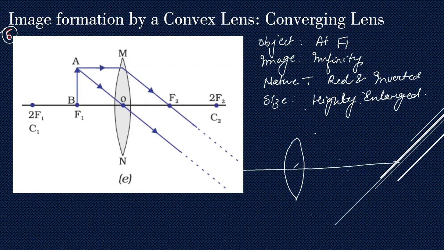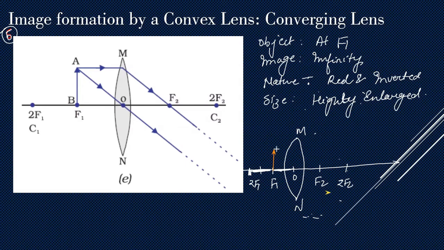Let's try to draw this. MN, optical center, F1 to F1, F2 to F2. Always remember, this distance that you have taken should be equal to this distance. So my 2F1 should be here. Now I'll take my object. Let this orange one be the object.